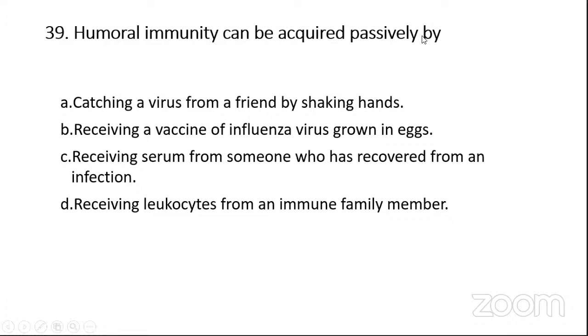Immunity can be acquired passively by: catching a virus by shaking hands, receiving a vaccine of influenza virus grown in eggs, receiving serum from someone who has recovered from an infection, receiving leukocytes from an immune family member. Receiving serum from a person who has recovered from the infection.